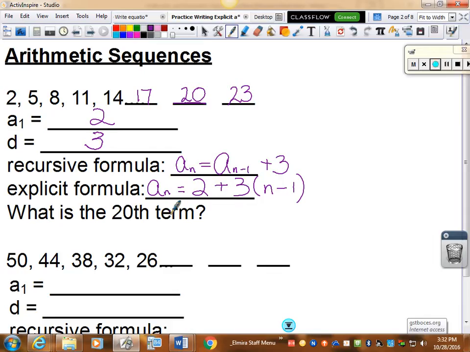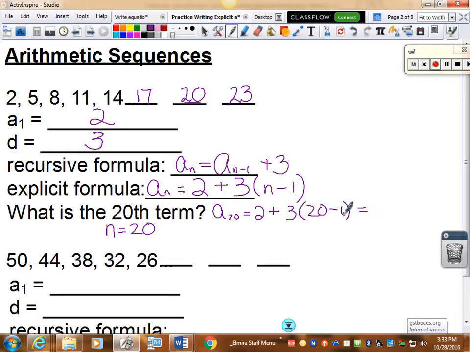Now I'm not going to do the 100th term, let's just do the 20th term. The 20th term would mean n is equal to 20. So I will just sub in 20 for n. So A sub 20 equals 2 plus 3 parenthesis 20 minus 1. And you can punch that all into your calculator or whatever.